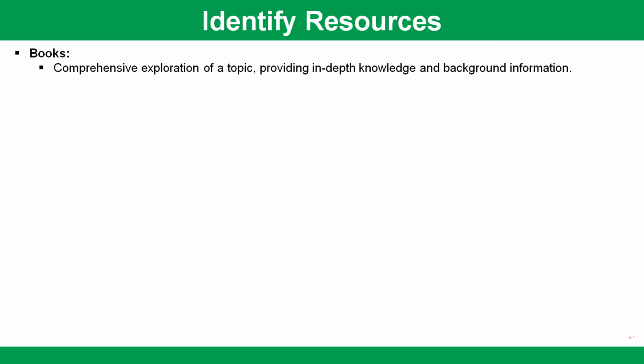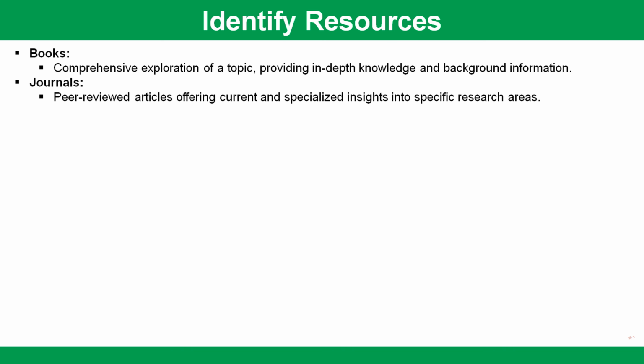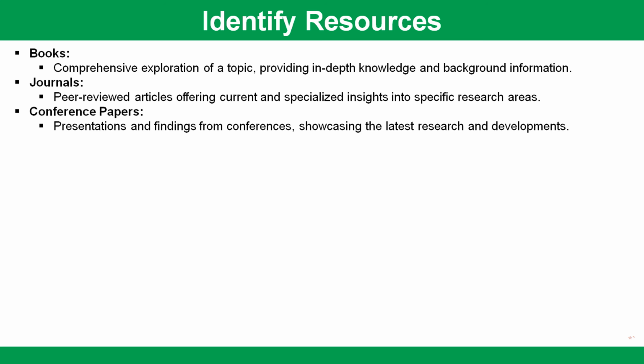Books offer a comprehensive exploration of a topic, providing in-depth knowledge and background information essential for understanding complex subjects. Journals contain peer-reviewed articles, offering current and specialized insights into specific research areas. They provide access to the latest advancements and findings within a particular discipline. Conference papers present presentations and findings from academic conferences, showcasing the latest research and developments in various fields.